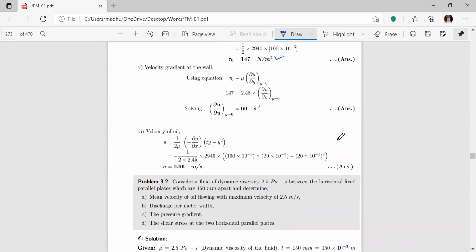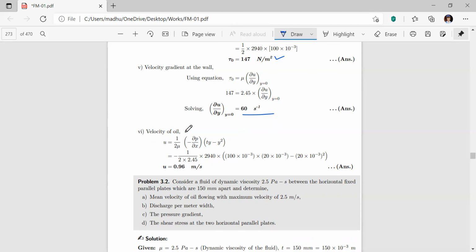Now we have to determine the velocity gradient at the wall. For that we can use the equation tau is equal to mu into du by dy, where tau naught is equal to mu into du by dy at y is equal to 0. Substitute tau naught as 147 is equal to 2.45 into du by dy at y is equal to 0. Solving, du by dy at y is equal to 0 is equal to 60 1 over second, or second to the power of minus 1. This is the velocity gradient at the wall.